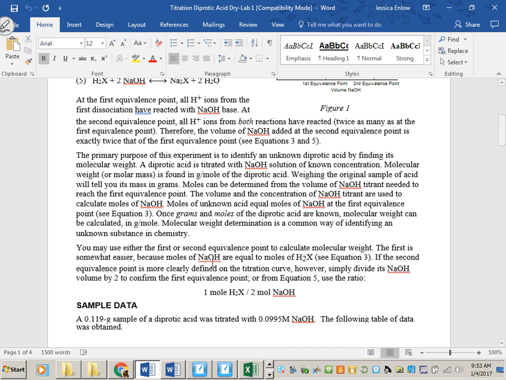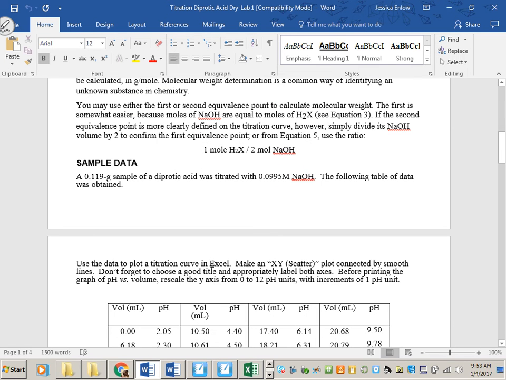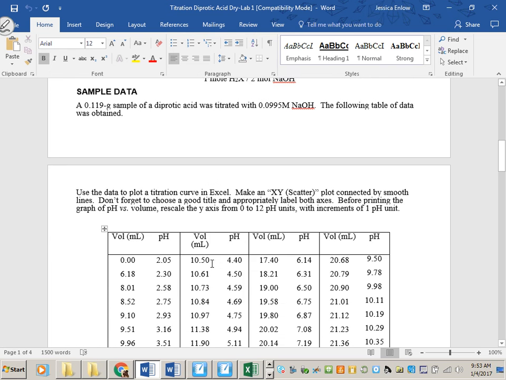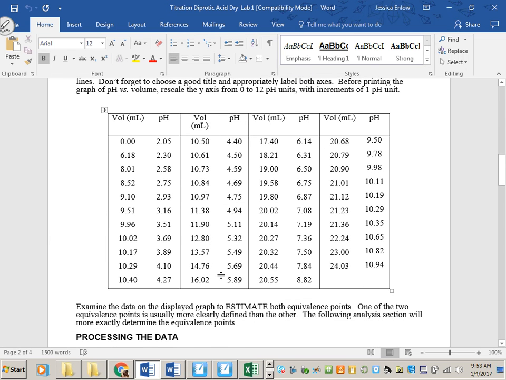That would be important. After the initial reading, which you absolutely need to do some close reading of so you can pull out the information that's pertinent to you, it gives you sample data. So this is the sample data. It gives you 0.119 grams of the diprotic acid. It gives you the pHs at different volumes of the base added. I have already graphed this for you in an Excel file, so you don't have to key it in yourself, unless you want to.